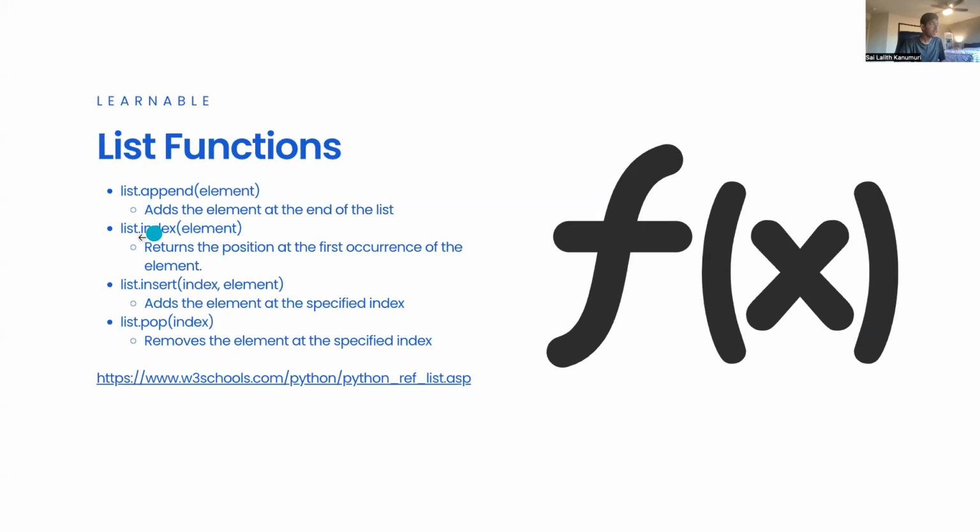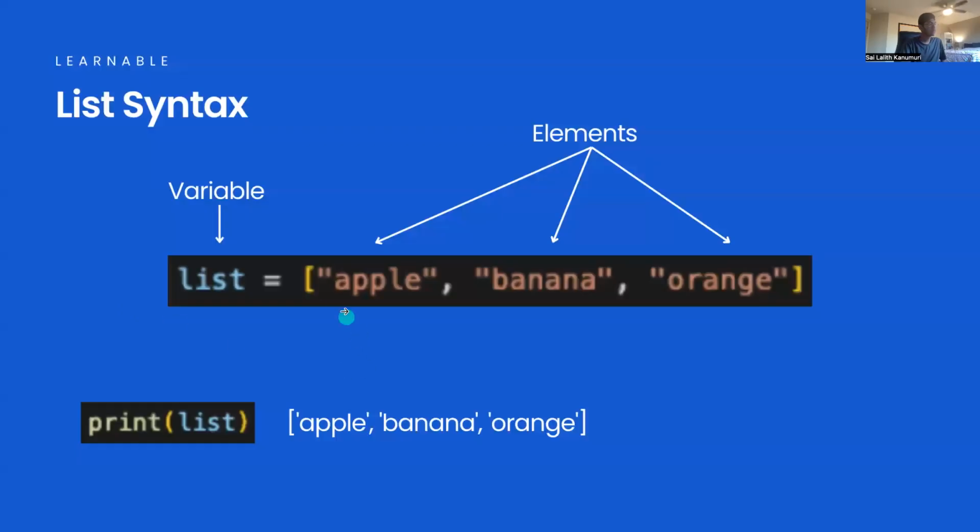Hopefully that made sense. And then we have list.insert. This is basically like append, but you also specify the index of where you want it to be. For example, if you do list.insert 0, comma, strawberry, you want to insert strawberry at index 0. That means strawberry will be inserted right in the beginning over here, and everything else will be moved 1 back.